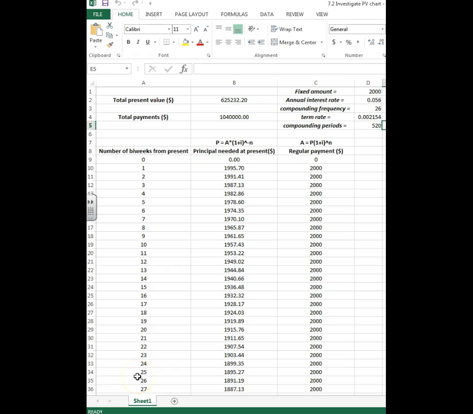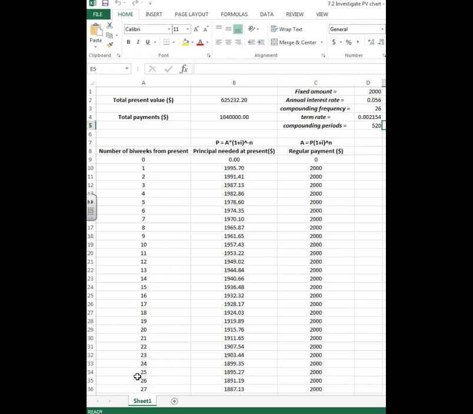Okay, I've opened up this file called Investigate Present Value Chart. At first, you need to take note of some things. Here off to the side, we have the fixed amount, the annual interest rate, the compounding frequency, the term rate, and the number of compounding periods.